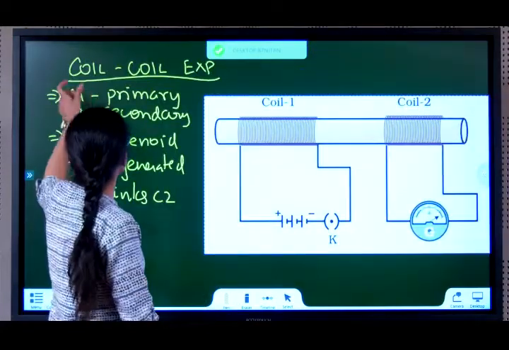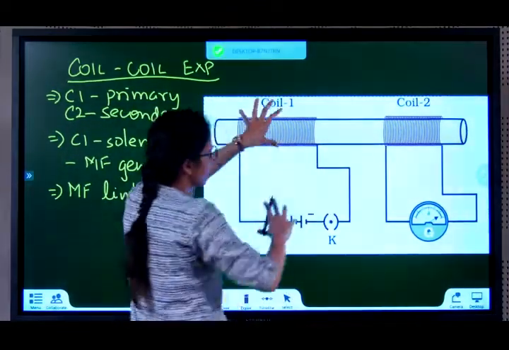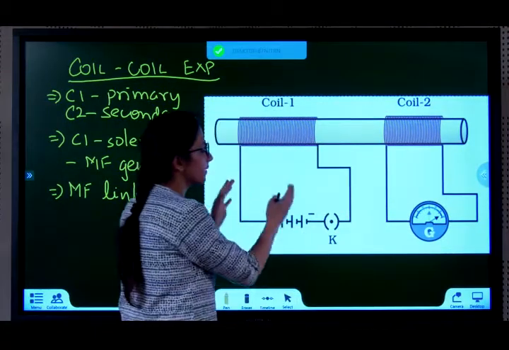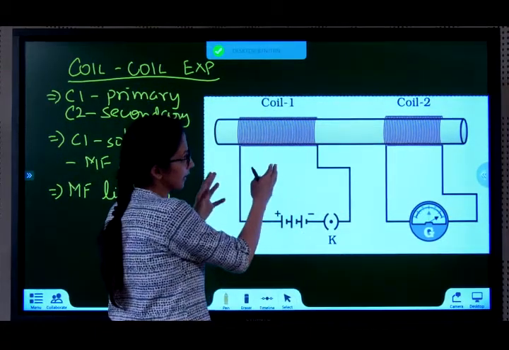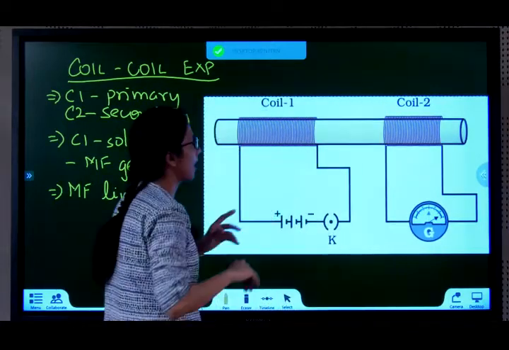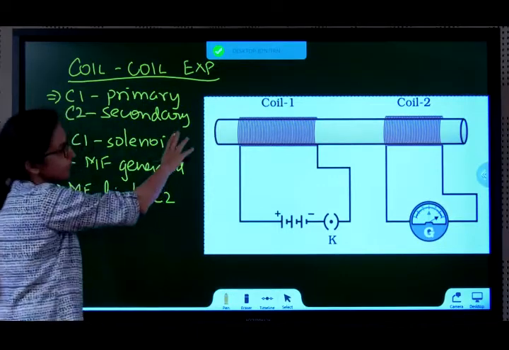The next experiment, the coil-coil experiment. You have two coils, coil 1 and coil 2. Coil 1 is connected to a battery, coil 2 is connected to a galvanometer. We will be giving current in coil 1, but you will see there is a current induced in coil 2 as well. How? First of all, coil 1 is called the primary coil, coil 2 is called the secondary coil.